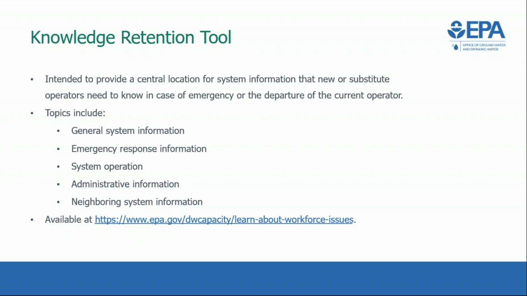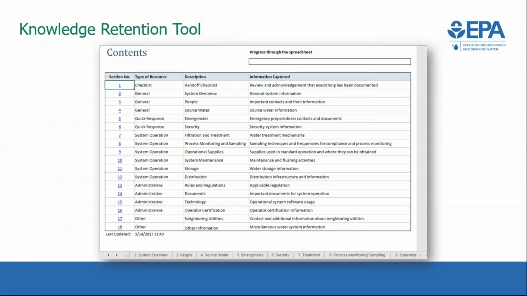This can also be a great tool to help train a new operator, helping them learn the different aspects of that system. Some of the topics include the general system information, emergency response, system operation, administrative information, and information on neighboring systems. You can find this tool at the website on the screen. Here is a screenshot of the tool. You can see the different tabs set to cover contacts, source water, emergencies, et cetera, that the operator would put into the tool.